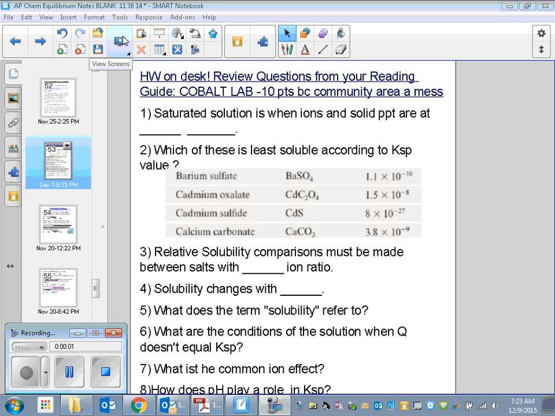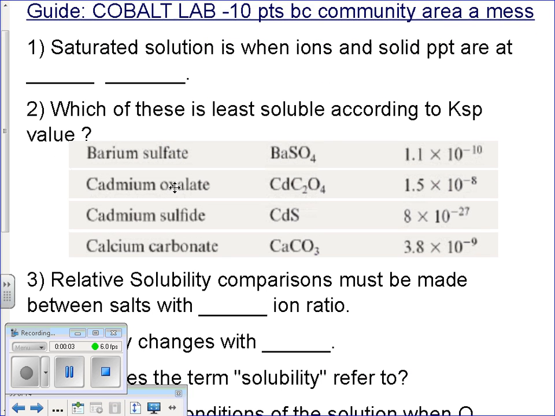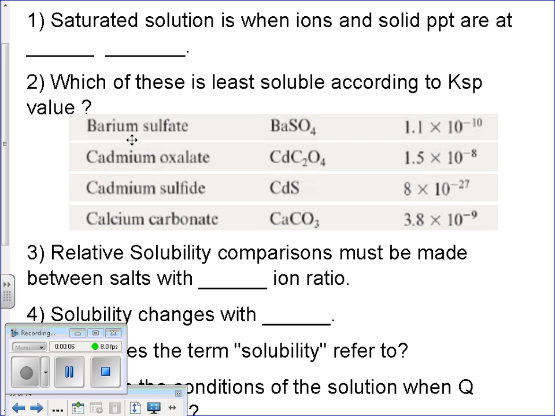AP exam, and because of that, I want to make sure we're really zoned in and focused on it. So quickly answer these for me.